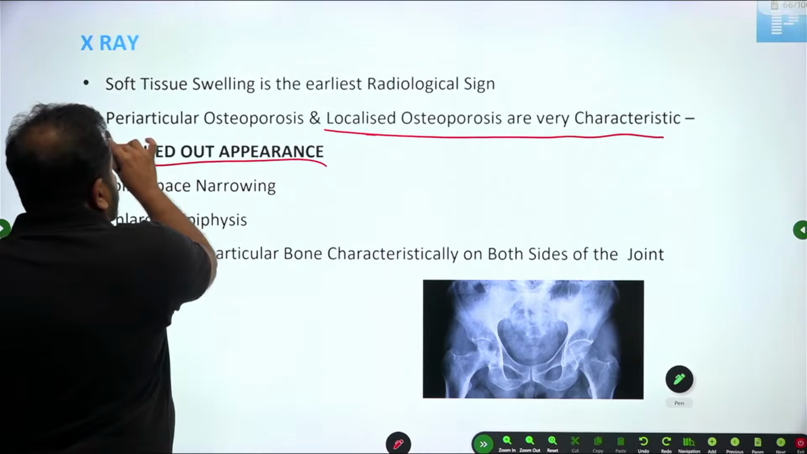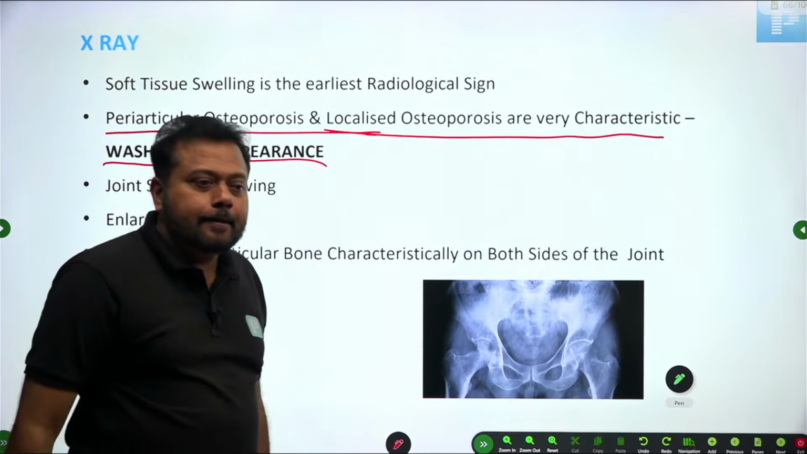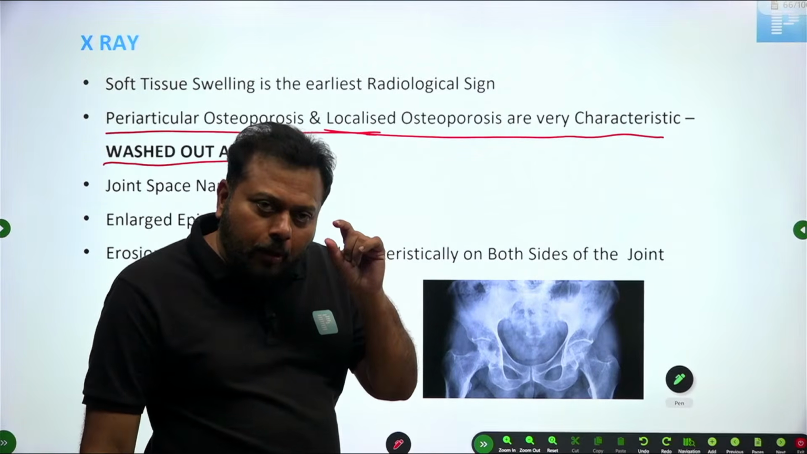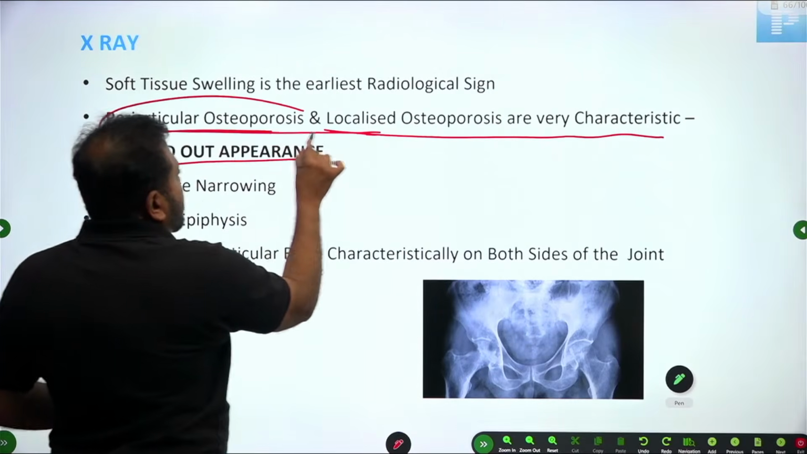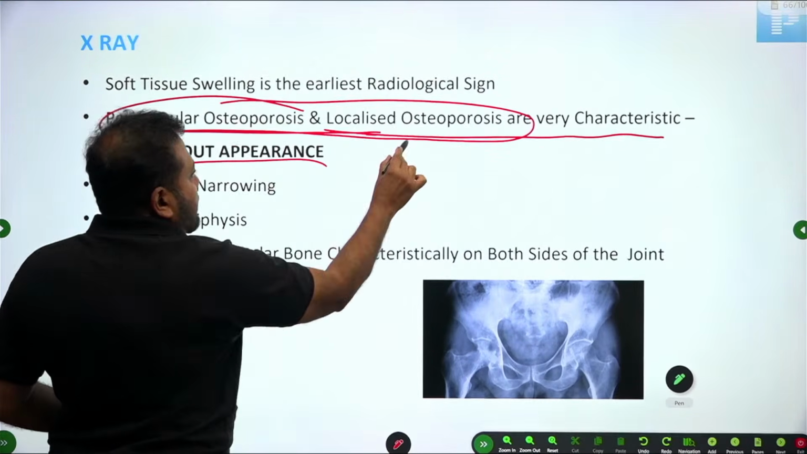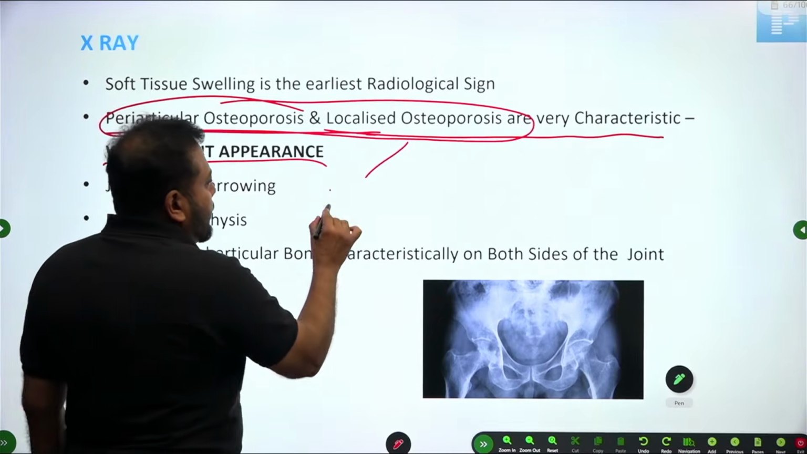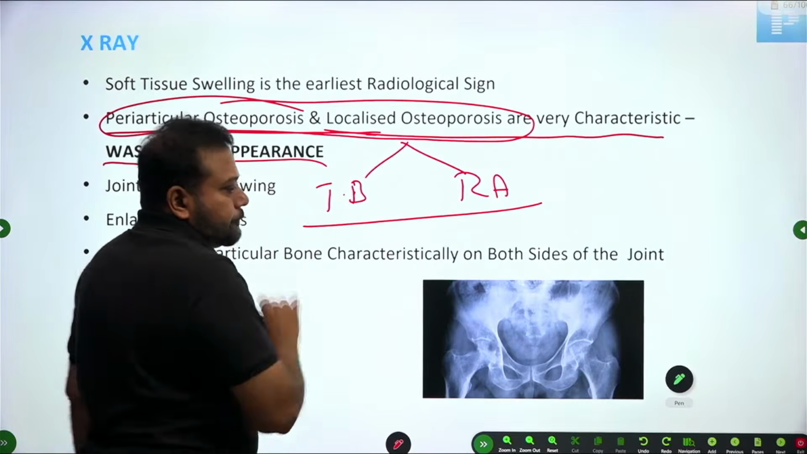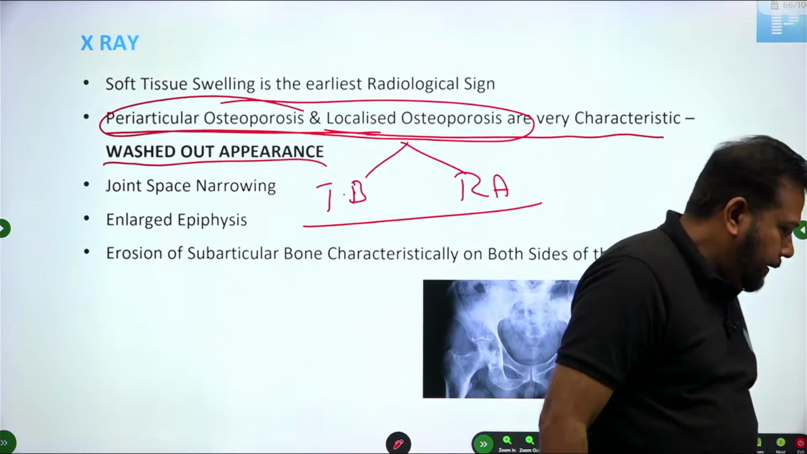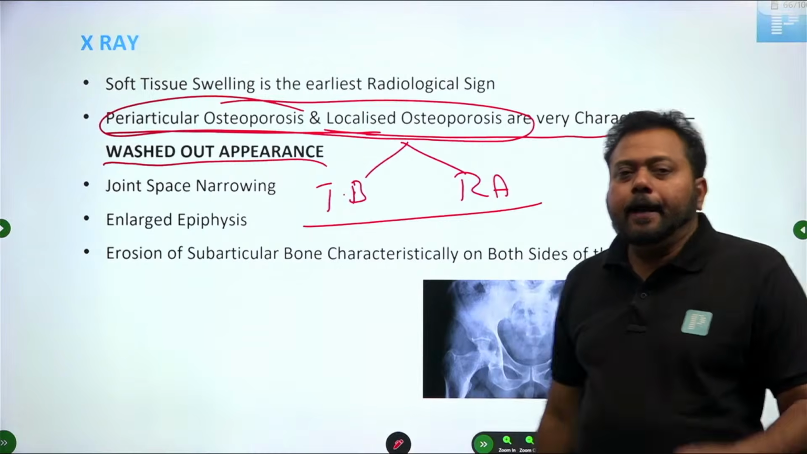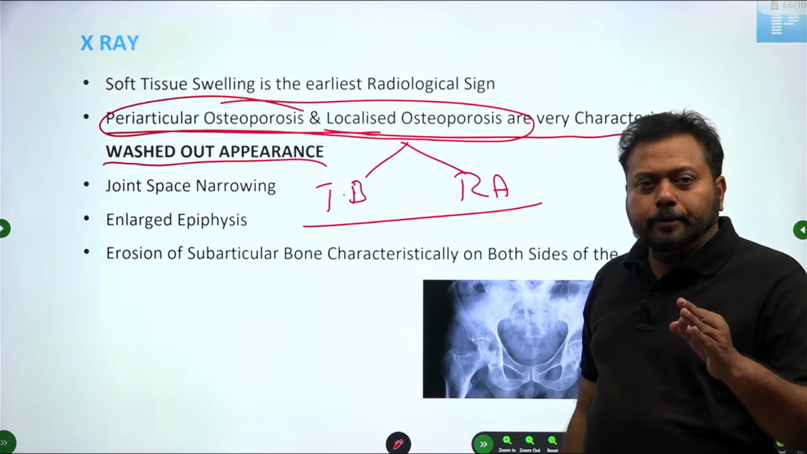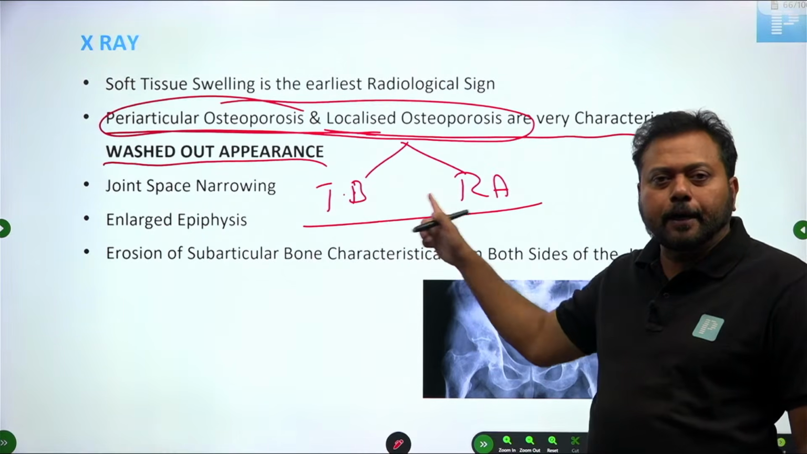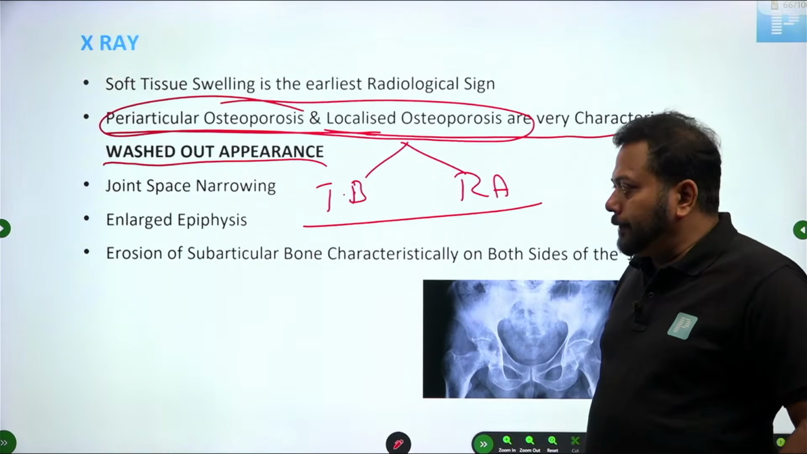See, periarticular osteoporosis and localized osteoporosis. Dear friends, I want to tell one more MCQ here. Whenever a question on periarticular osteoporosis or localized osteoporosis comes, there are two differential diagnoses for this. One is tuberculosis, another is rheumatoid arthritis. Whenever in X-ray they ask where periarticular osteoporosis is seen, one DD is skeletal tuberculosis, another is rheumatoid arthritis.